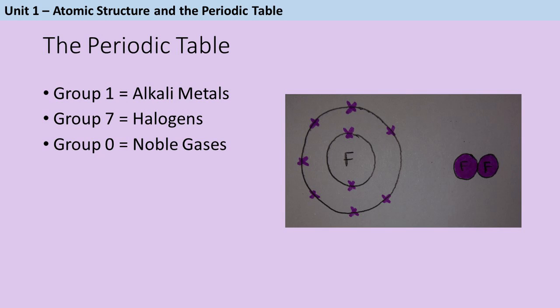The next group that you need to be able to talk about is Group 7, which are called the halogens. And because they're in Group 7, they all have 7 electrons in their outer shell. And they consist of molecules made of pairs of atoms.